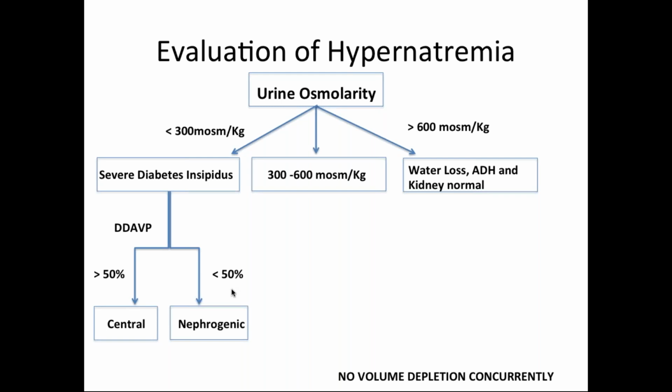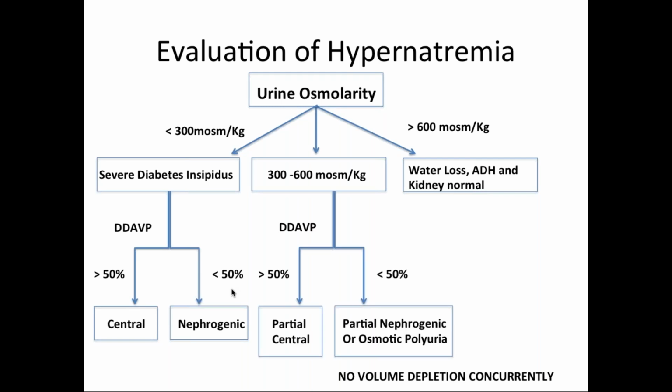If the urine osmolarity is in the middle range between 300 and 600, then what you need is further evaluation with DDAVP. If the response is again more than 50%, then it is likely partial central diabetes insipidus. If the response is less than 50%, it is either partial nephrogenic diabetes insipidus or related to osmotic polyuria, and that will require the workup, as we'll talk about, for osmotic polyuria or polyuria workup, which we'll come to in the next slide.